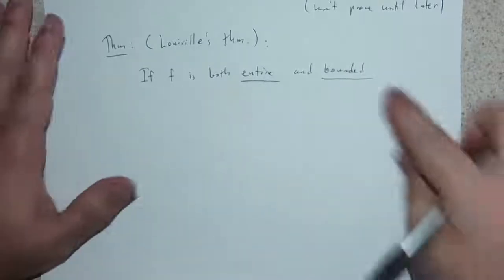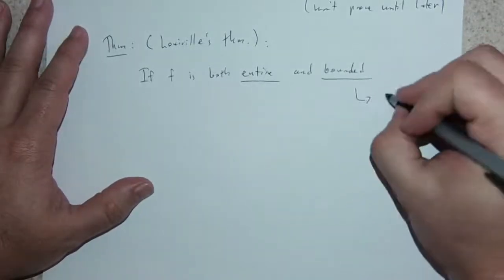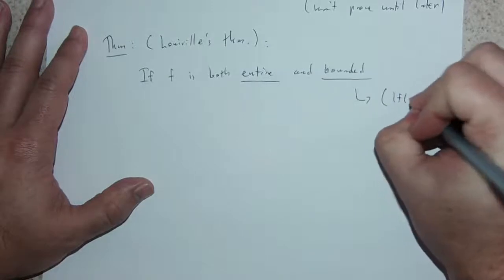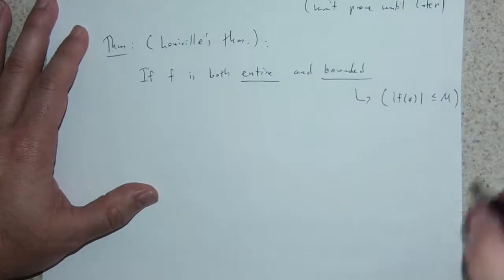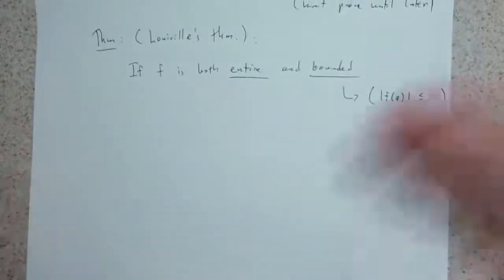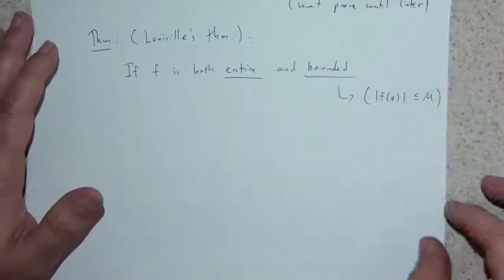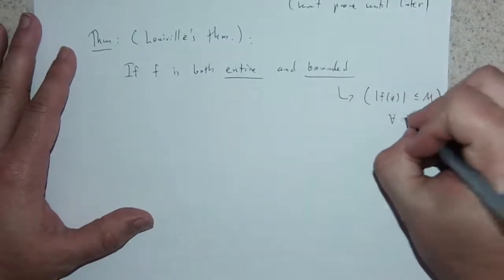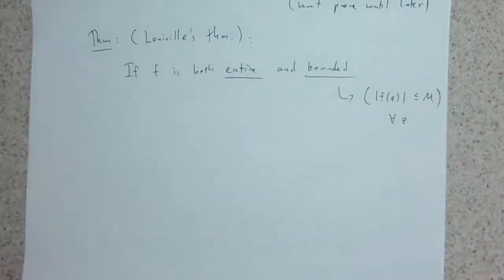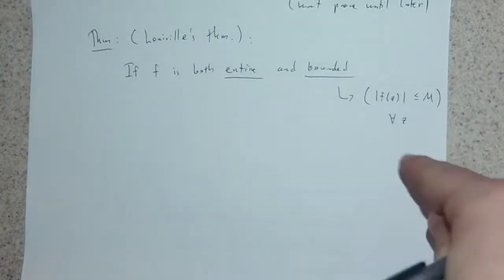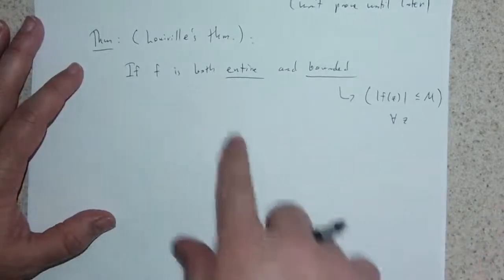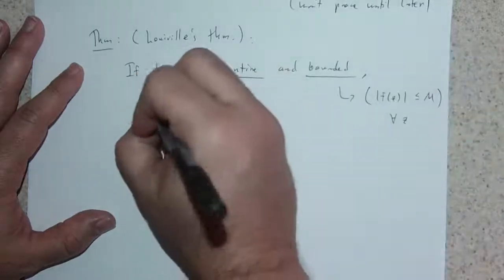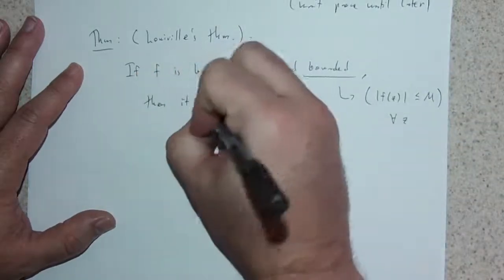what does bounded mean? Remember, our definition was that its modulus is less than or equal to some real number M, say for all z. If we said that it's bounded on D, then that would be for all z on D. When we just say it's bounded, period, that would be for all z. If it's bounded on some domain, then that would be for all z in that domain. Okay. If f is both entire and bounded, then it is constant.